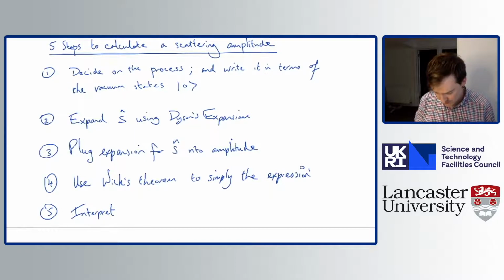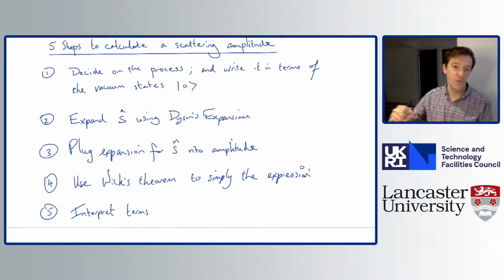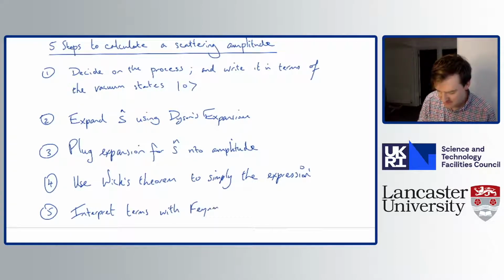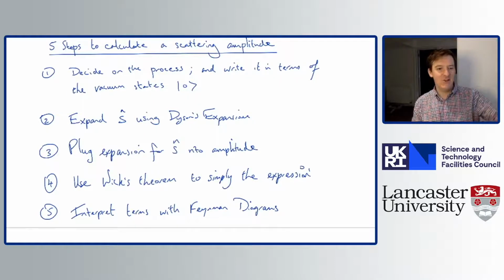interpret our results. So interpret the terms that we get from using this Wick's theorem to grind down all the terms that we get. Let's interpret them with, or as, Feynman diagrams. Okay, so this is where Feynman diagrams make their appearance. They're particularly relevant for theories with interactions.